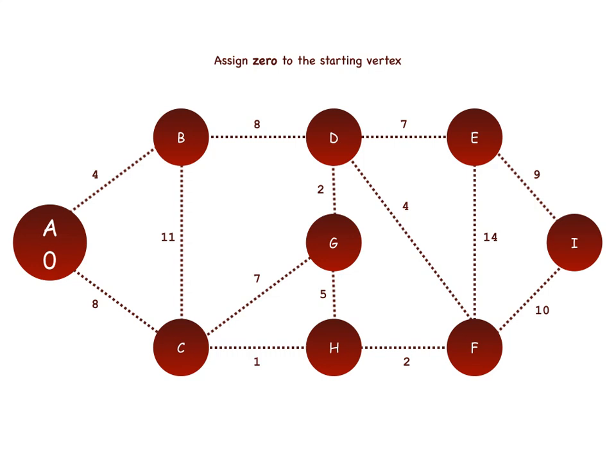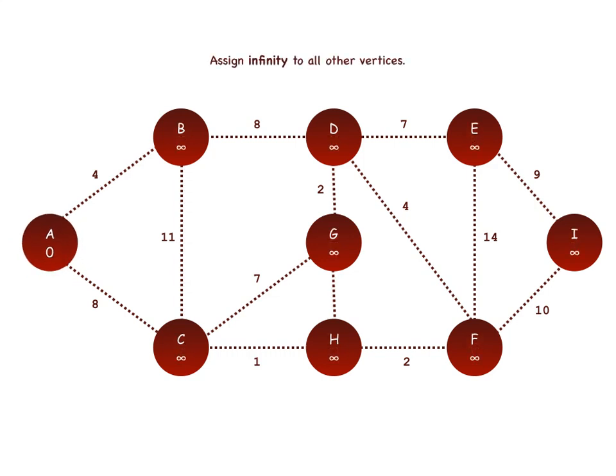That all being said, we don't know what the other values are for the other vertices, so all the other vertices get assigned infinity. We give it the largest value possible, then as we progress in the algorithm, we'll reduce these values as we go.